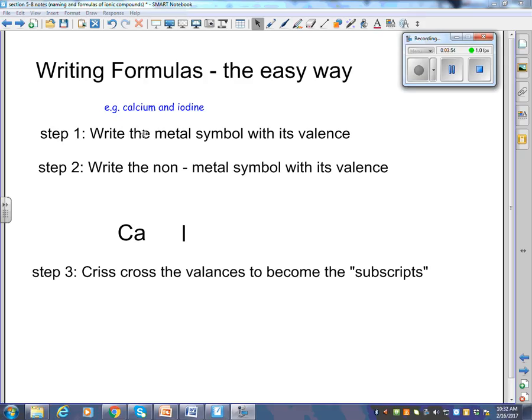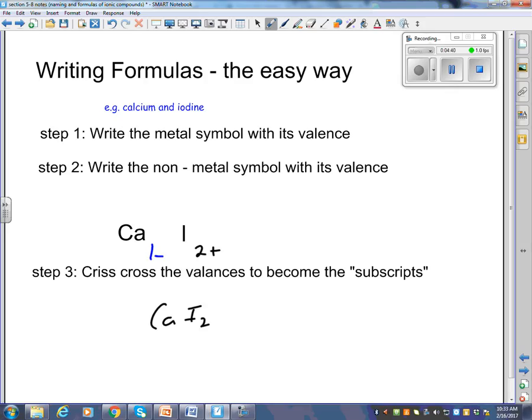So calcium and iodine. You write the metal symbol with its valence, and then write the non-metal symbol with its valence. So you've got Ca and I, calcium and iodine. Ca is in group number 2, so we're going to write that as a 2 positive. Again, we write the metal first. Iodine is over here in group number 7, which is a valence of -1. Then here's the step: crisscross the valences to become the subscript. So this 2 goes down like that, and the 1 goes down like that, and your formula becomes CaI2.